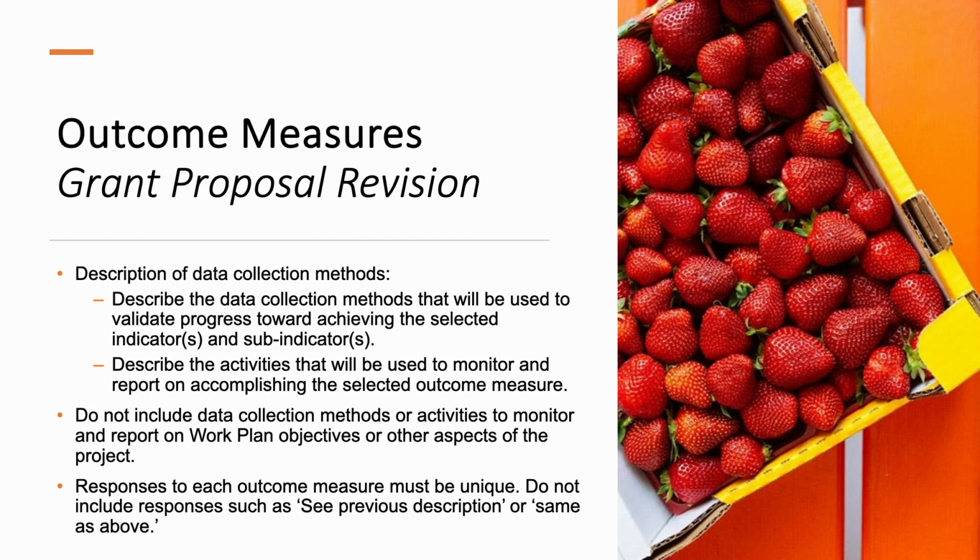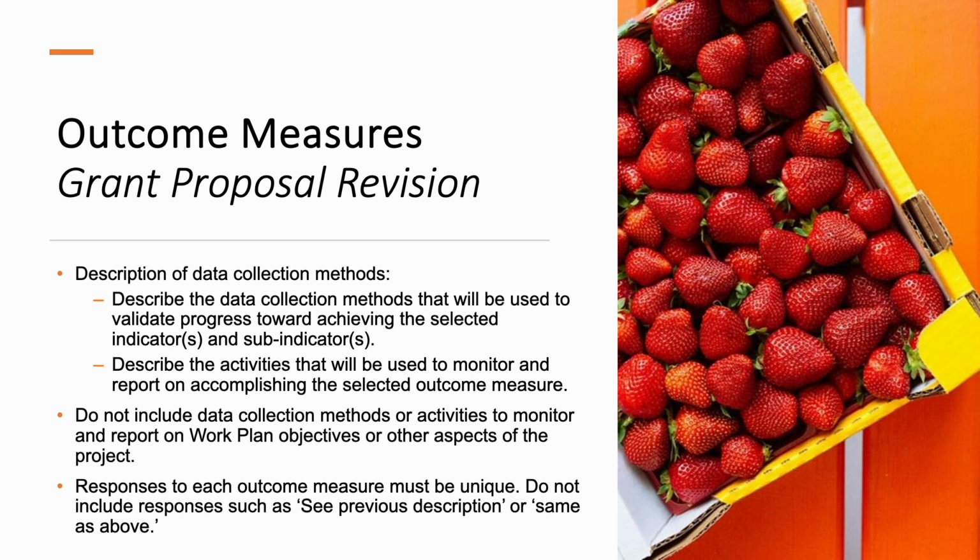Even though this is the same format that was used in the concept proposal phase, there is still sometimes confusion regarding the information that should be provided in the description section of the outcome measures form. This is the section entitled Description of Data Collection Methods. The content provided in this description section should pertain only to how the selected outcome measure and indicator will be measured, monitored, and reported. This section should not include information regarding how work plan objectives or other aspects of the project will be measured, monitored, or reported that are not related to the outcome measure.